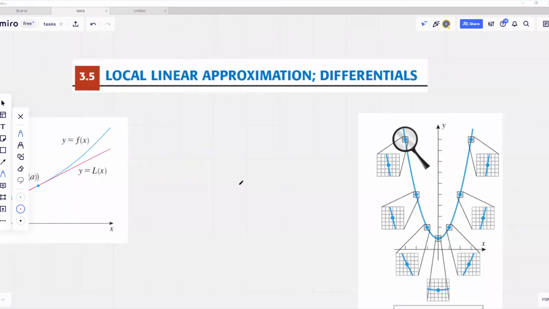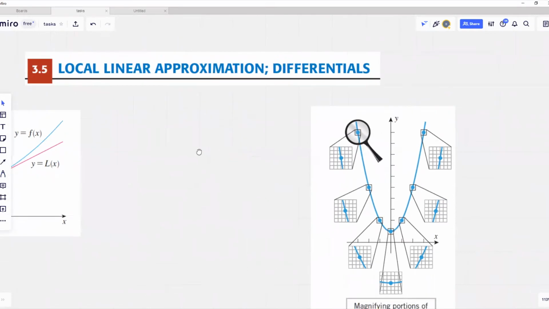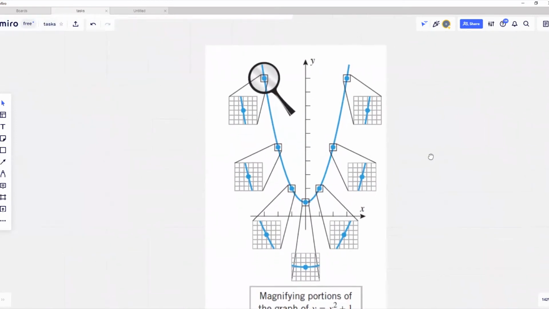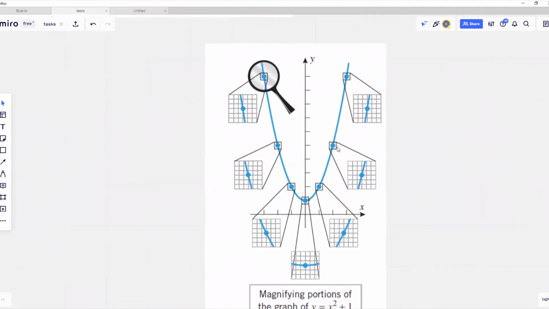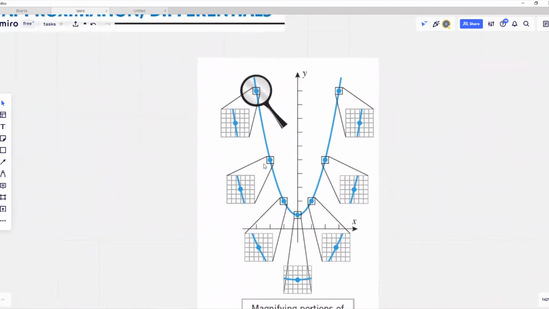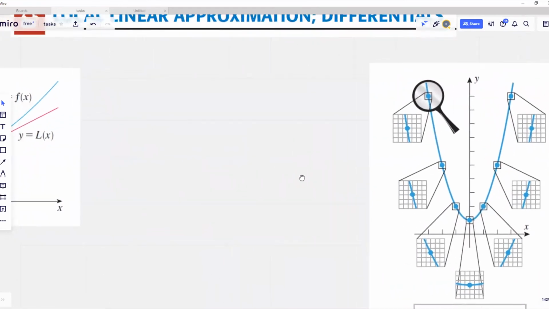Welcome, guys. In this video, we are going to study local linear approximation. We will try to approximate our function in the vicinity of a point using its tangent line. For instance, let's take a look at the function y equals x squared plus 1. If we magnify some portion of the graph enough, we can see that the function resembles a straight line.